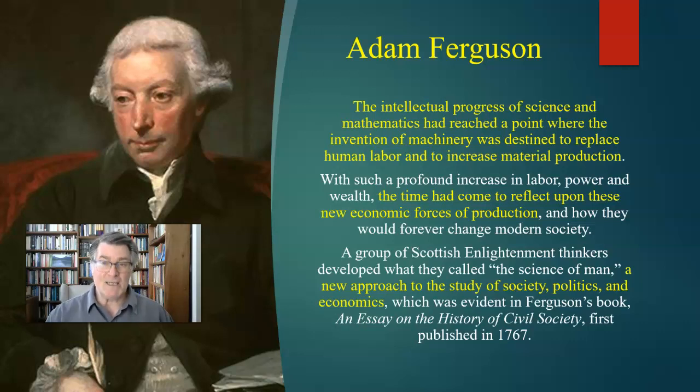So the invention of machinery, the invention of the division of labor, all of these things at that time in the late 1700s were looked at very optimistically, right? And looked at positively, because these new economic forces of production were not only changing society, but at that time changing it for the better. Because of where Scotland was at that time, it was really worth celebrating and praising these intellectual achievements that were being expressed through industrialization. So this group of Scottish Enlightenment thinkers started what they called the science of man.